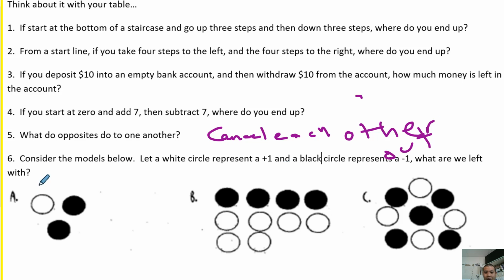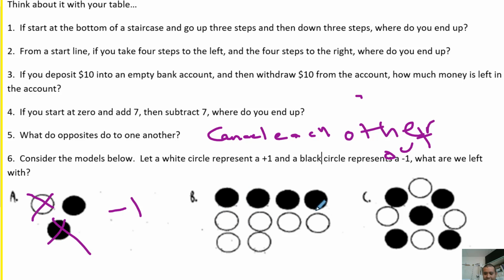Okay, so here we have some whites and some black circles, and let the white circles represent plus one and the black circles represent negative one. So we have a plus one and two negative ones, and they cross each other out if there's one to one, giving us our final answer of negative one.